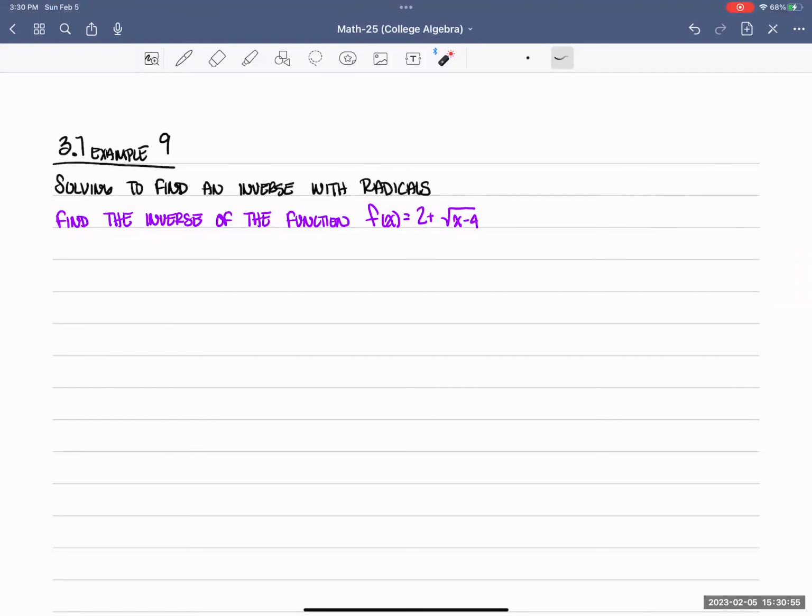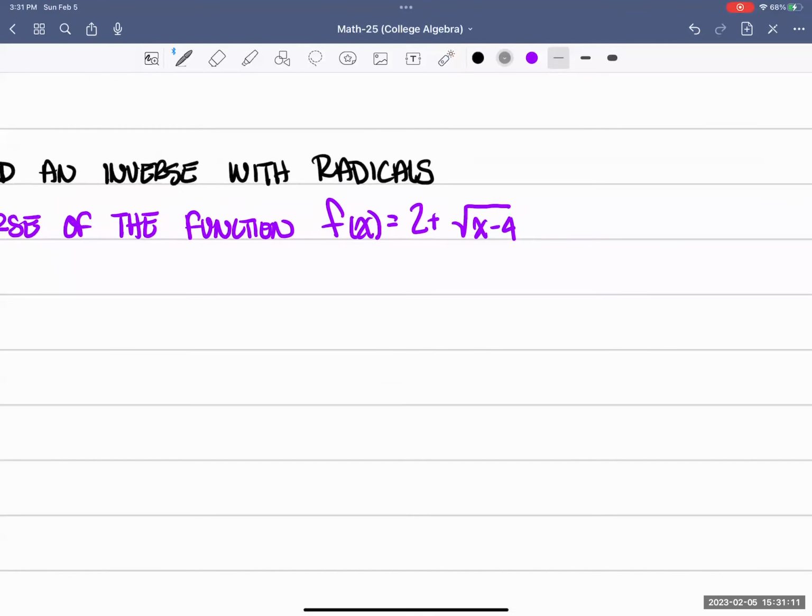Section 3.7, example 9, solving to find the inverse with radicals. Find the inverse of the function f of x is equal to 2 plus the square root of x minus 4. So similarly to the last one, let's set it equal to y and solve for y. So y is equal to 2 plus the square root of our x minus 4.